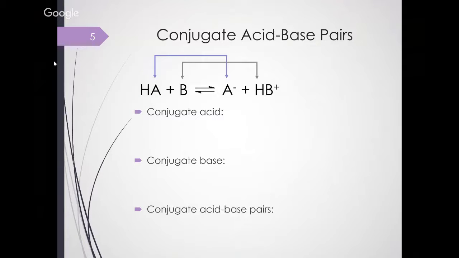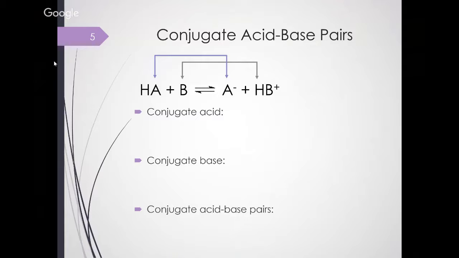So what are conjugate acid-base pairs? Well, you have an acid on one side. If it loses a proton, then it's called its conjugate base. If you start with a base, it's going to accept the proton, and then you'd have a conjugate acid. So HA and A- are conjugates, and B and HB+ are conjugates. So when you're an acid, you have a conjugate base. When you're a base, you have a conjugate acid.